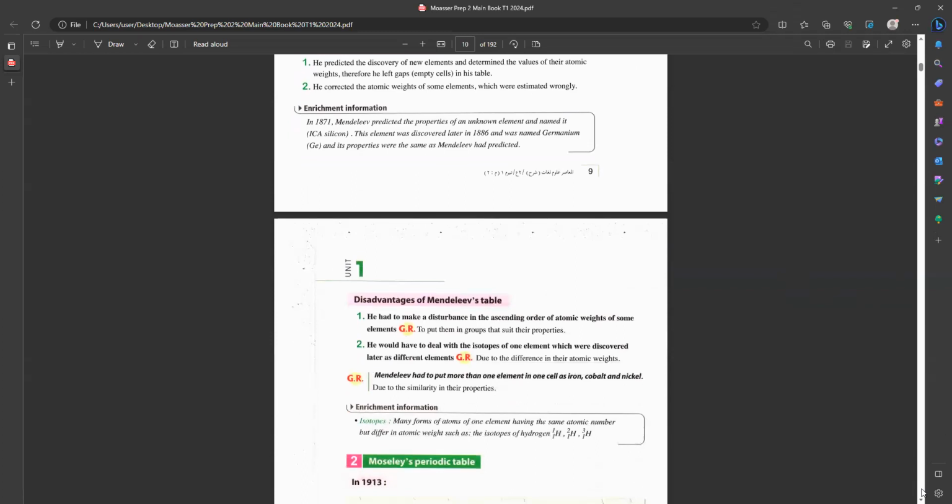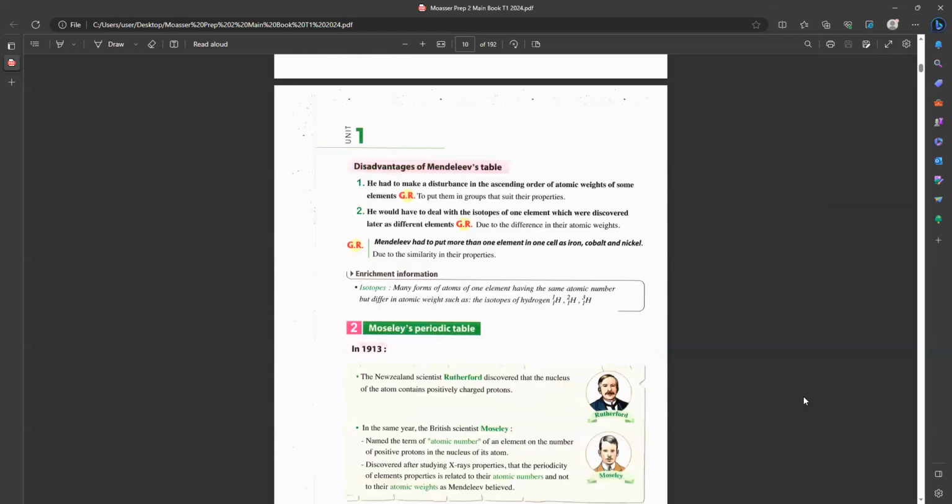But what is the disadvantage, or the wrong thing, about Mendeleev's periodic table?